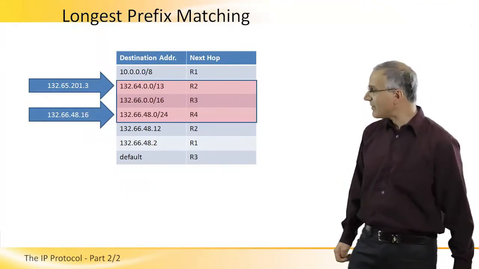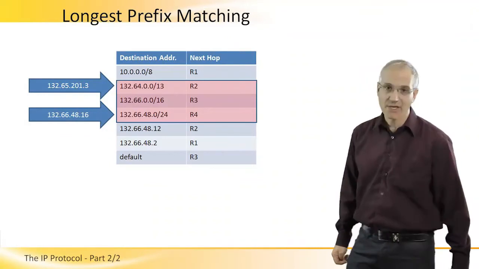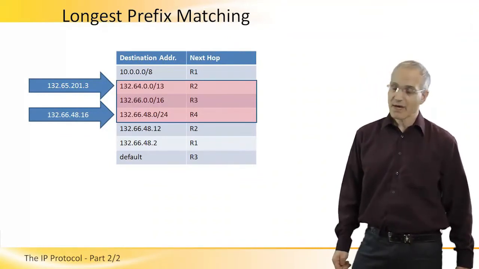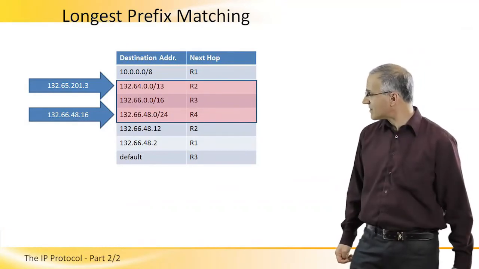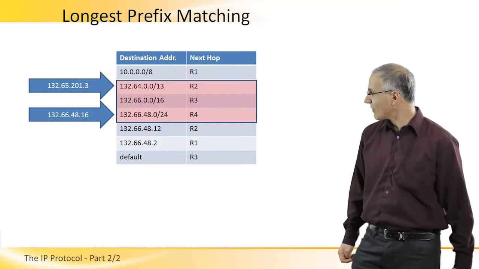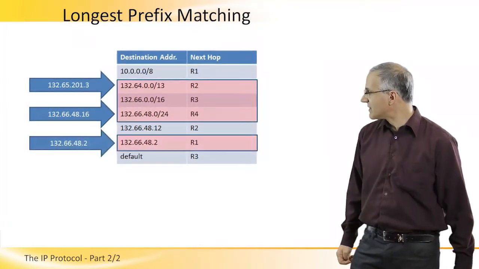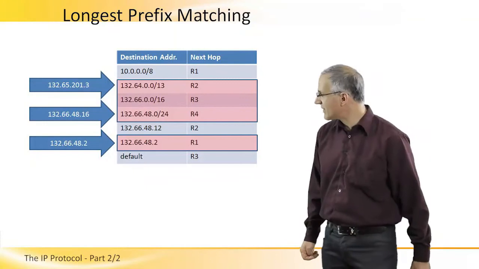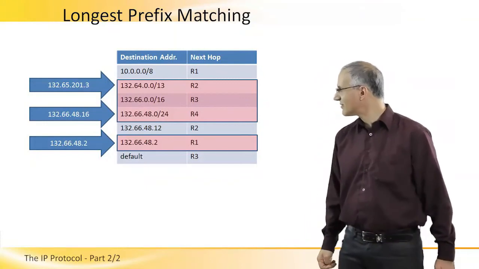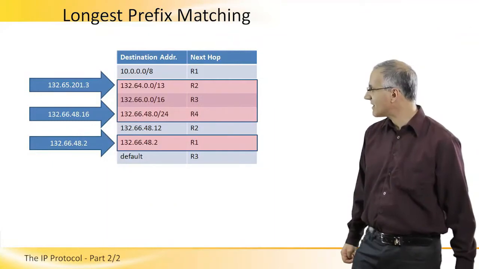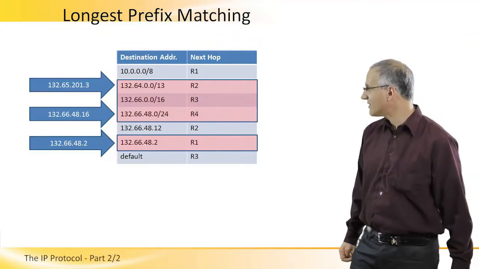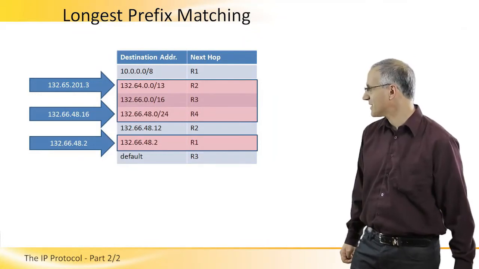Now the fact that I can have multiple matches for an IP address makes the algorithm for searching for longest prefix matching fairly complex. Of course, if I want to send a packet to 132.66.48.2, we have now 4 different matches in the table, and I'll take the last one, the lower one, which is the longest one, a 32-bit match.